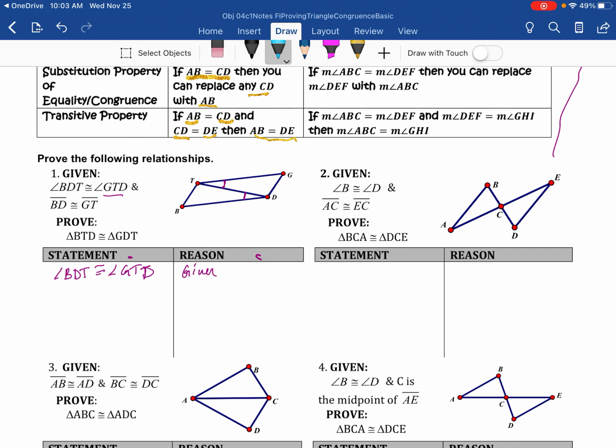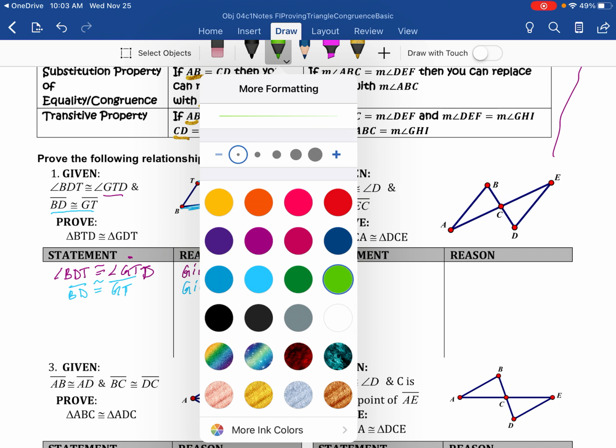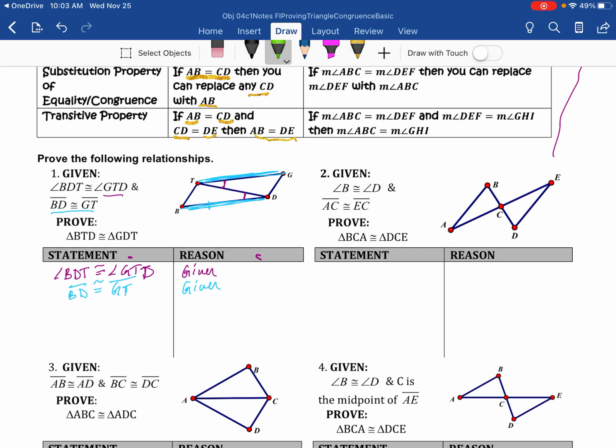Next, I'm also given that BD is congruent to GT. You can do the little congruence mark. I like highlighting, so I put that also in my proof. That's also given to me. So look at this right here. I'm trying to prove that these two triangles are congruent. Right now, I have a side and an angle, and I need a third piece of information. I'm looking at this and I notice that they share the side DT.